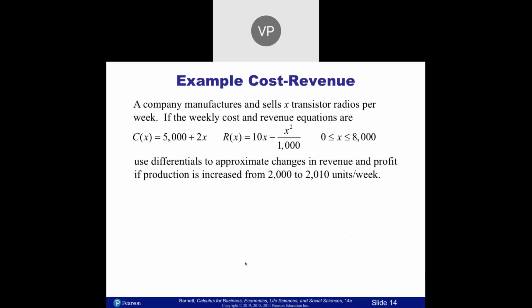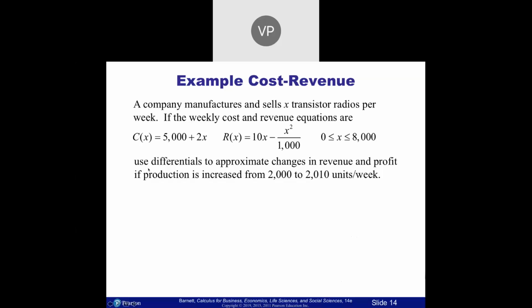Okay, so we have one little word problem here. A company manufactures and sells x transistor radios per week. Here's the cost, here's the revenue equations, which we've used many times. And note, always know what your letters stand for. C of x equals the cost. So if I plug in x, I get the cost. R of x is the revenue. If I plug in x to this function, I get the total revenue. And what does x mean? Make sure you always know what x is. That's the number of transistor radios. So as long as it's between 0 and 8,000, this is what we use.